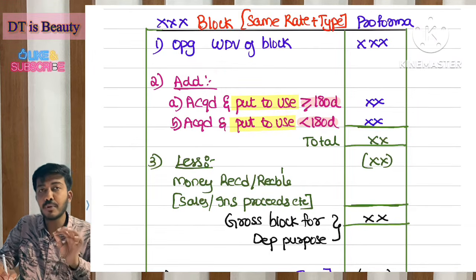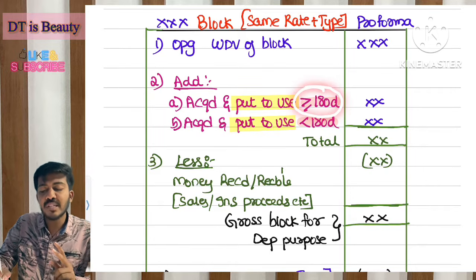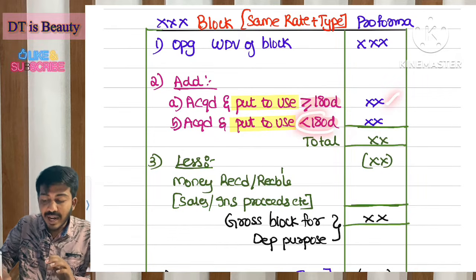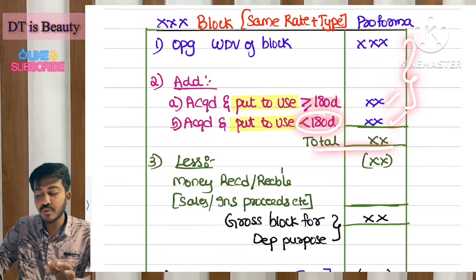If you don't put the asset to use, you can never take depreciation in income tax. You should check for how many days you have put it to use. If the number of days used is greater than or equal to 180 days, you have to place it here. If you have used it for less than 180 days, place it here. All these three totals give you a total.